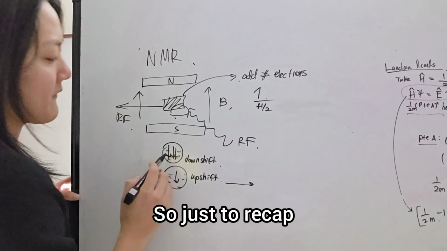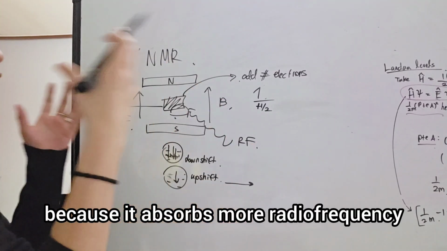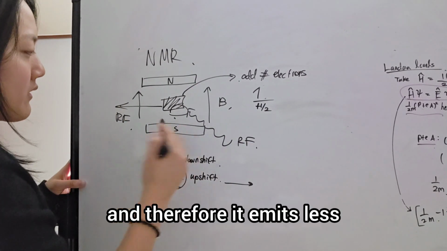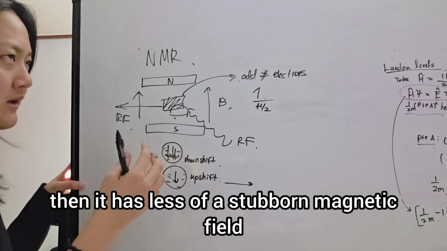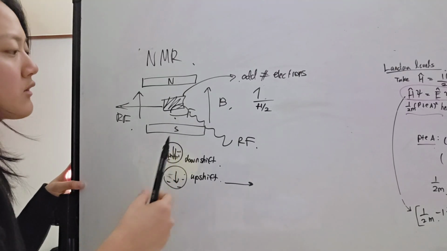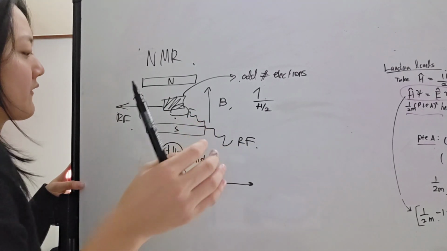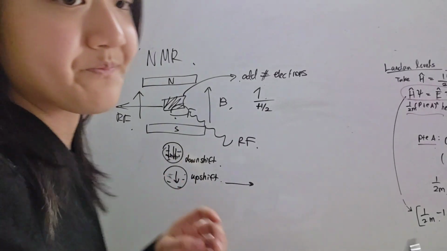So just to recap, if it has more electron density, then it will have a downshift because it absorbs more radio frequency and therefore it emits less. If it has less electron density, then it has less of a stubborn magnetic field, so it aligns more easily, so it requires less radio frequency, therefore it absorbs less and emits more, so there's an upshift.